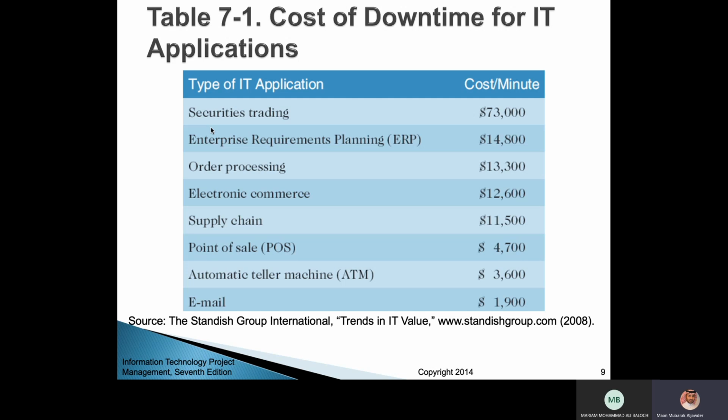Order processing, if you have any order processing application, this is what the estimate says. Look at ATMs, automatic teller machines. You will lose $3,600 just because your ATM was not running for a minute. Imagine if it stays down for 1 hour. You multiply this by 60. So this is good information to know.